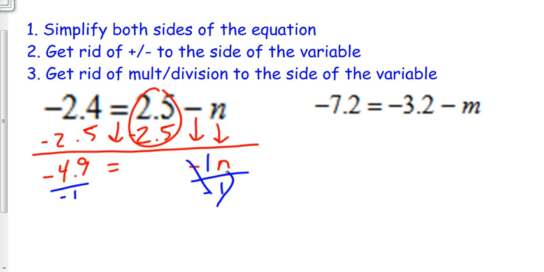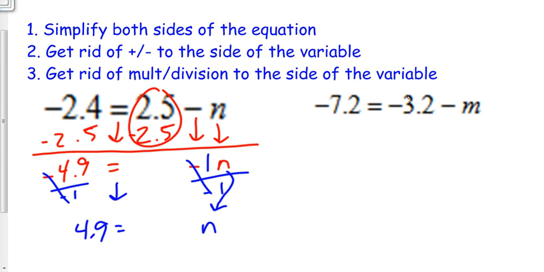I need to bring my variable down. So I have n, bring my equal sign down, I have equals. And these two negatives here are going to cancel, and I'll just be left with the 4.9, because 4.9 divided by 1 is 4.9. And negative divided by negative is always a positive. So let's go on to our other example here.